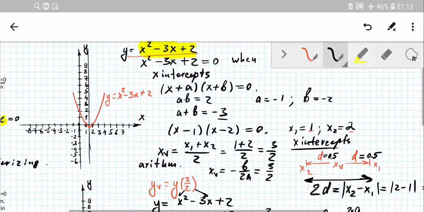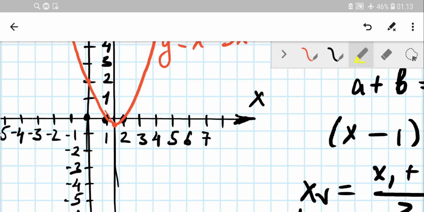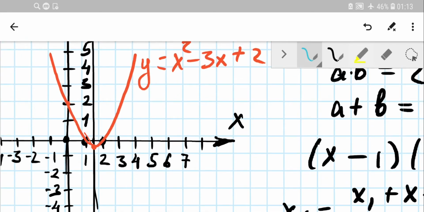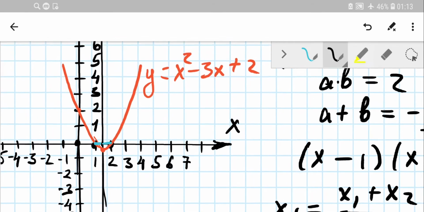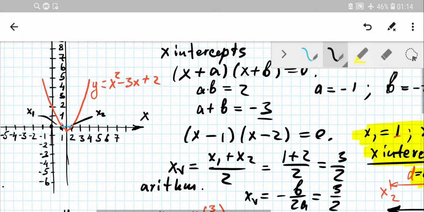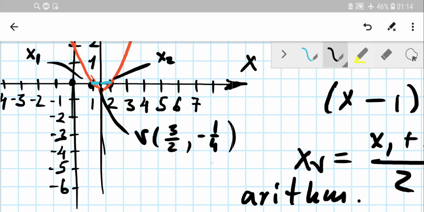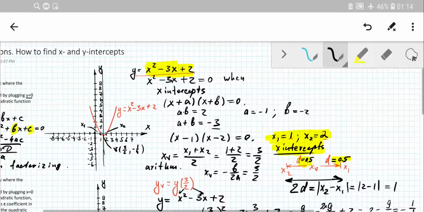And here is how we can set up both intercepts, which are 1 and 2. We can also check the distance of 0.5. Obviously it's here and here, as you can see, and the total distance between the two intercepts is 1. So we mark that this is x2 and this is x1. All right, and we've got the vertex. We can put the vertex with coordinates 3/2 and negative 1/4. That's the vertex, and that's how it looks.